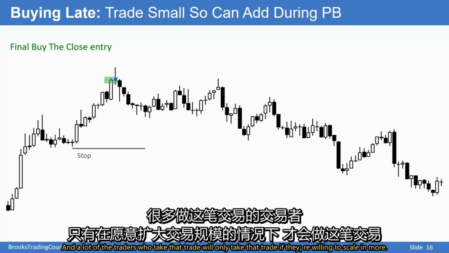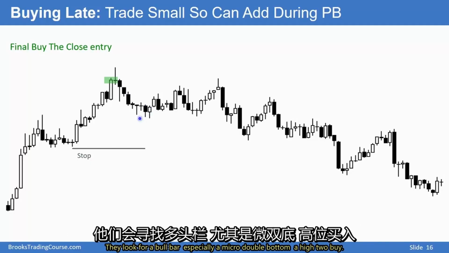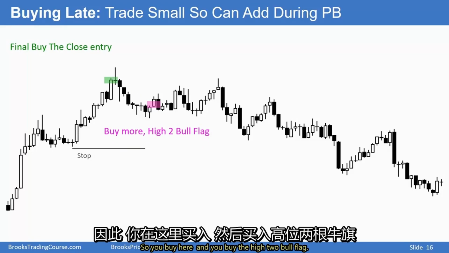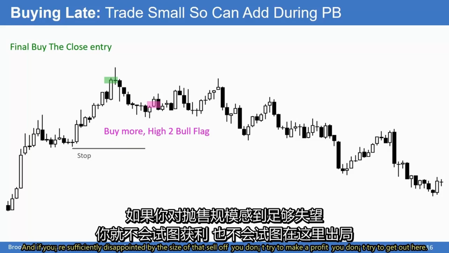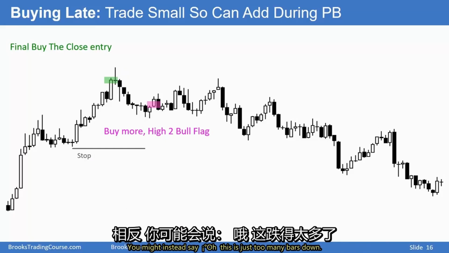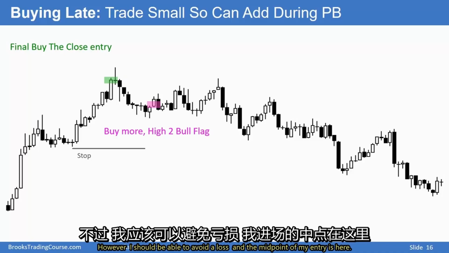And a lot of the traders who take that trade will only take it if they're willing to scale in more. They look for a bull bar, especially a micro double bottom, a high 2 buy. So you buy here and you buy the high 2 bull flag. And if you're sufficiently disappointed by the size of that sell-off, you don't try to make a profit. You don't try to get out here. You might instead say, oh, this is just too many bars down.